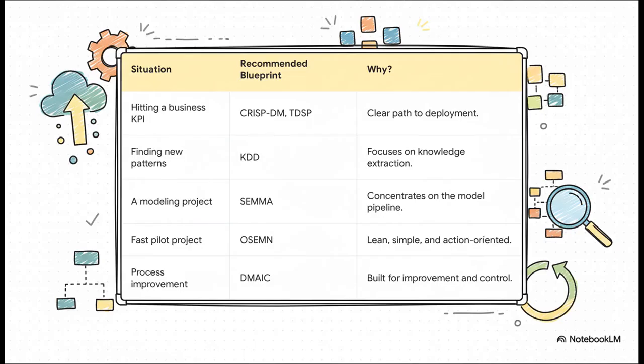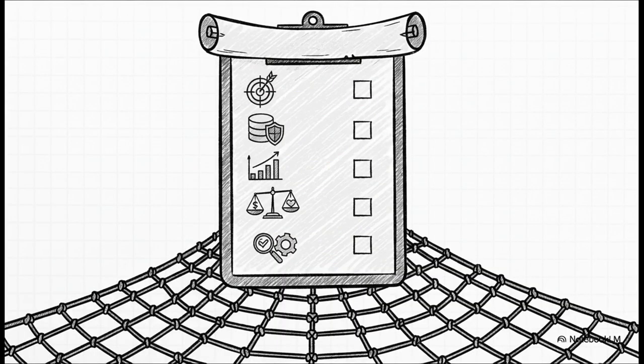This table right here makes that decision process super clear. Let's say you have a specific business target, like increasing sales by 10%. Well, then CRISP-DM or TDSP are probably your best bet. But if you're just exploring a brand new data set to see what's in there, KDD is your guide. For a fast, down and dirty pilot project, OSEMN is perfect. Your goal dictates the blueprint. Simple as that. But, and this is a big but, no matter which blueprint you choose, some questions are universal.